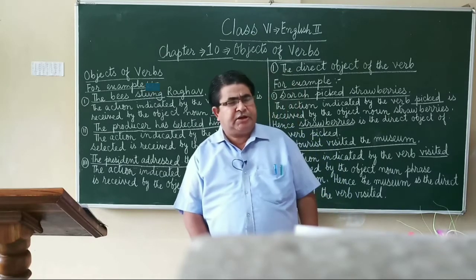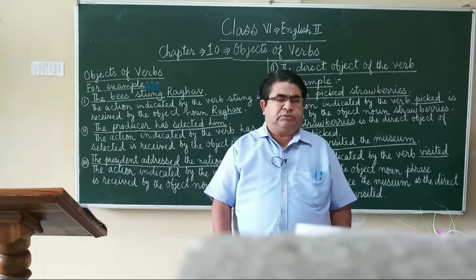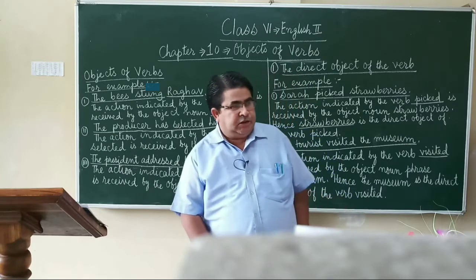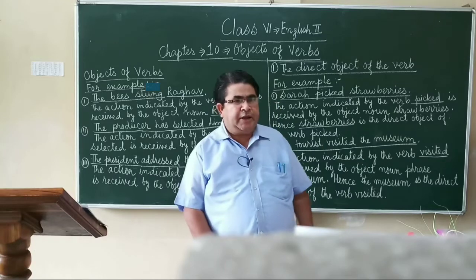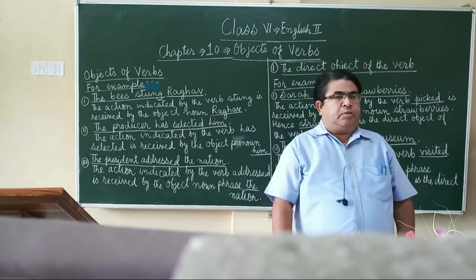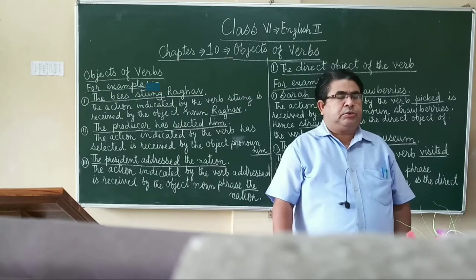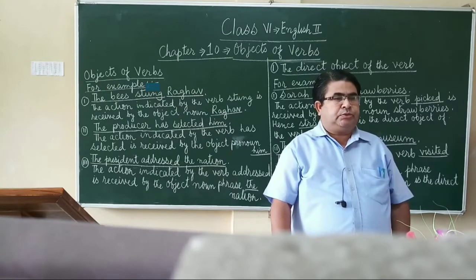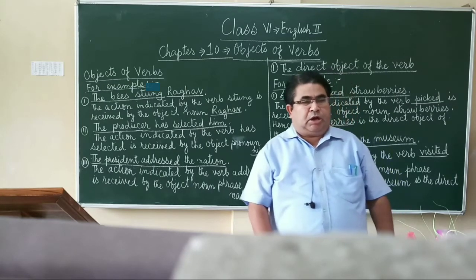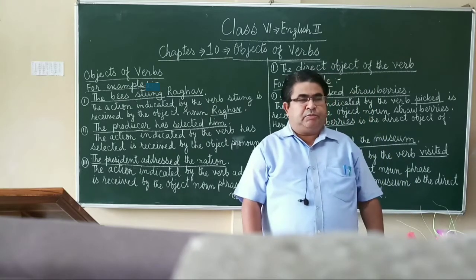Children, there are 3 types of objects of verb: direct object, indirect object, and objects of the prepositions. Let us first begin with direct object of verb. I will explain with the help of examples. Direct object of the verb: the noun phrase or pronoun that receives or is affected by the action indicated by the verb is called the direct object of the verb. The object of the verb usually follows the verb.